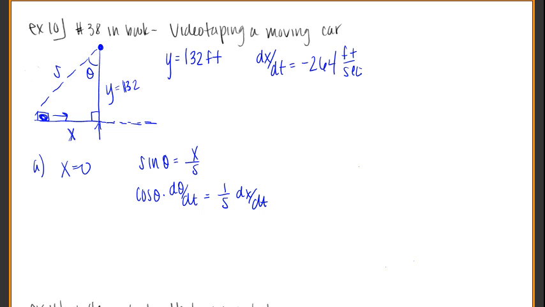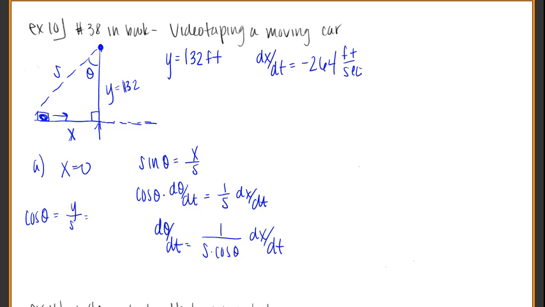And just finishing this out, getting d theta dt by itself, so we'll have our answer. We're going to divide by cosine theta. So it could be 1 over S times cosine theta, then dx dt. Going up there, I know dx dt is going to be the negative 264. Cosine theta, what would cosine theta be? Well, cosine theta is always adjacent over hypotenuse. Adjacent is Y, hypotenuse is S.